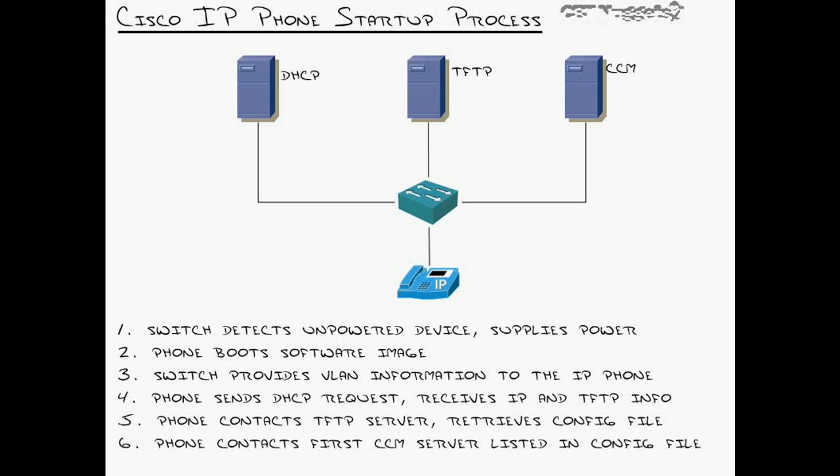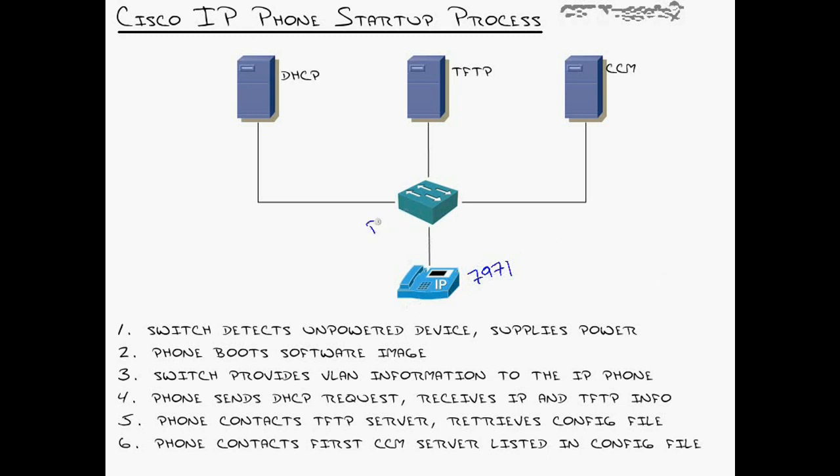I'll expand on that as we go. This is just initially where I want you to see the base process, and then we'll start getting into the network infrastructure. So you've got your Cisco IP phone. We'll say it's a 7971. You plug that into the network.